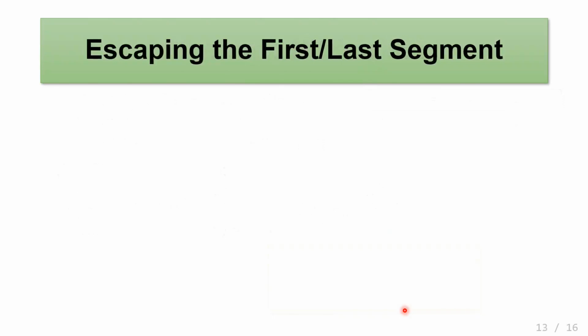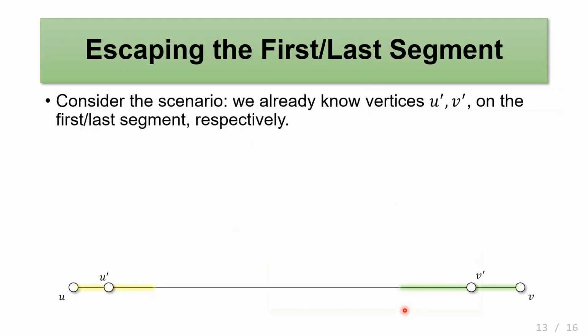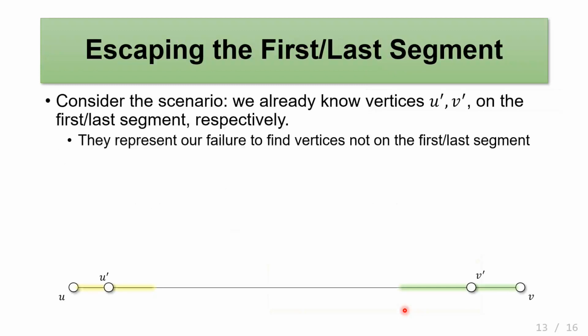Good. And now I'll give you some taste of how we escape from the first or last segment. Let's consider the following scenario. We already know vertices U prime and V prime on the first or last segment respectively. These vertices represent our failure to find vertices not on the first or last segment. So recall that we find some vertex W in the hitting set. And if W is not on the first or last segment, then we are done. But if W is on the first or last segment, then let's say it's on the first segment, then we set U prime to be W, and we will need to fly away from the first segment somehow.